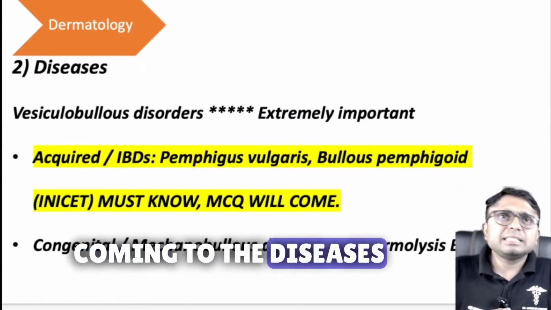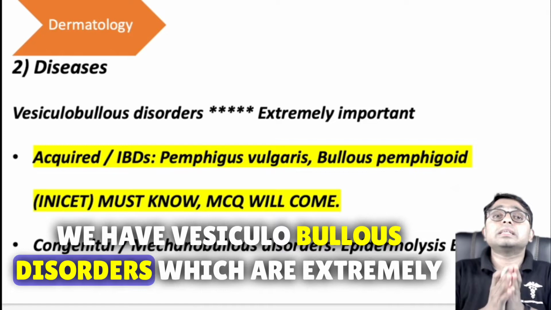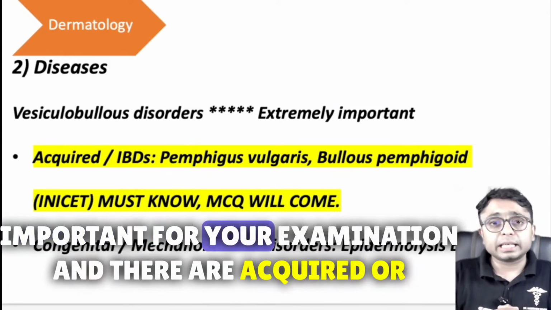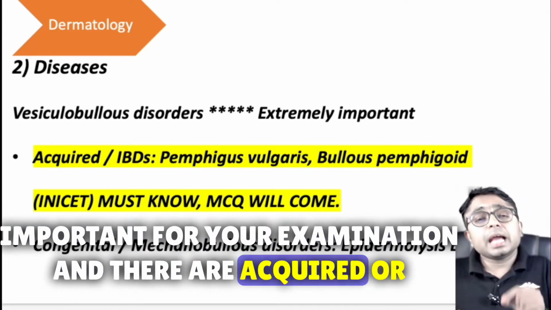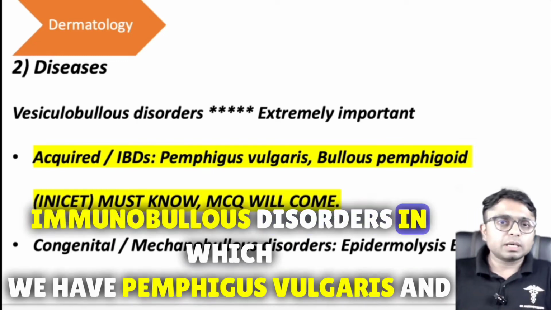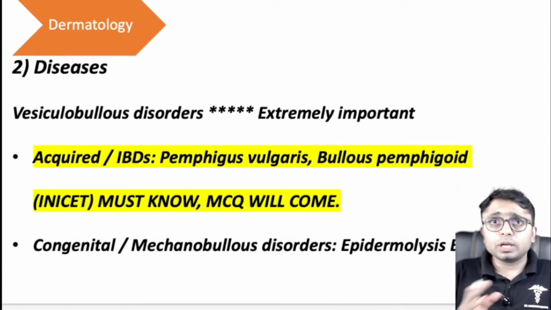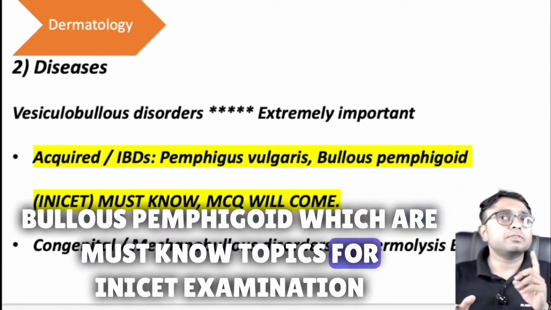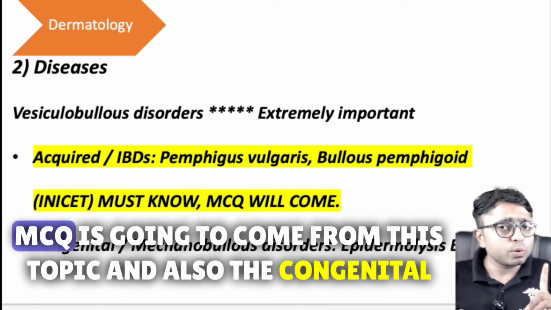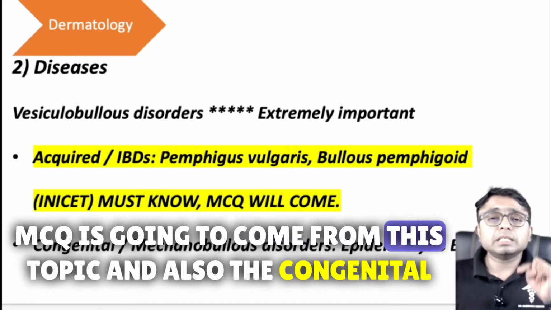Coming to the diseases, we have vesiculobullous disorders, which are extremely important for your examination, and there are acquired or immunobullous disorders in which we have pemphigus vulgaris and bullous pemphigoid, which are must-know topics for the INICET examination, and an MCQ is going to come from this topic.